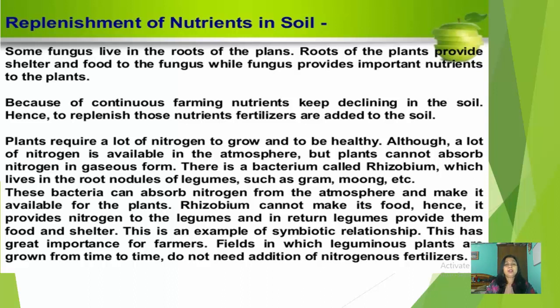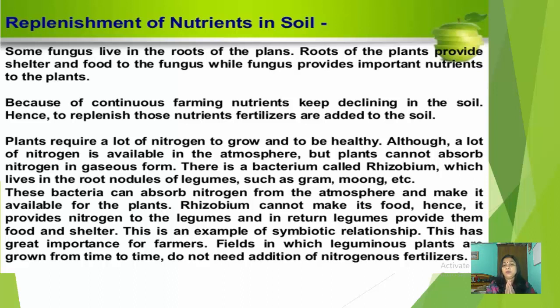Now, in certain plants, in the roots, there resides a bacterium. There lives the bacterium which is known as rhizobium in the root nodules of leguminous plants. Leguminous plants means such as pulses, moong, gram, all the dals, chana. In the root nodules of the plants of all these, who lives? A bacterium lives whose name is rhizobium. These bacteria can absorb nitrogen from the atmosphere and make it available for the plants. This bacteria helps in the fixation of nitrogen.